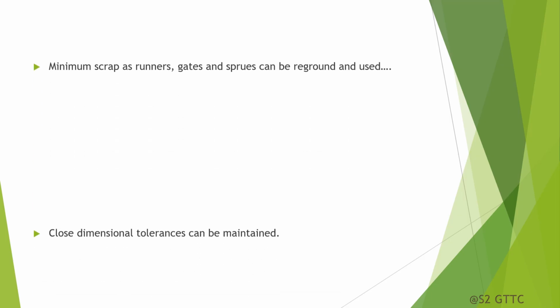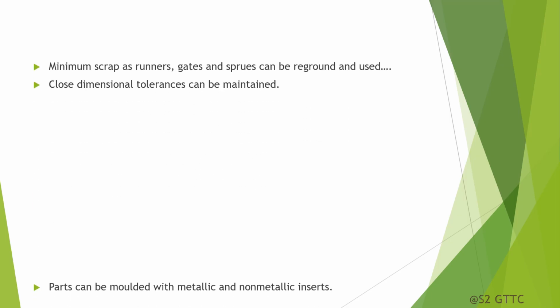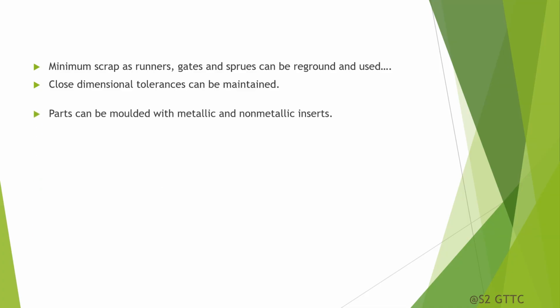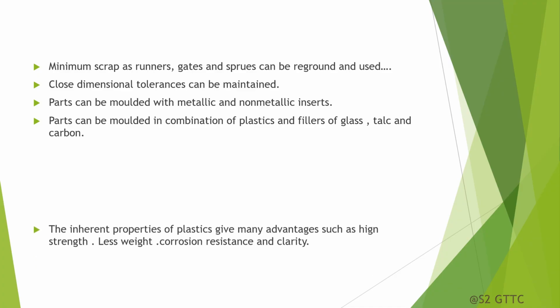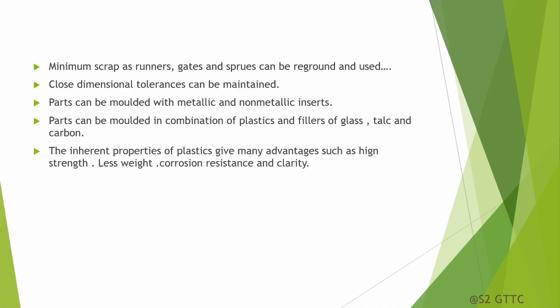Minimum scrap, as runners, gates and sprue can be reground or reused. Close dimensional tolerance can be maintained. Parts can be molded with metallic and non-metallic inserts. Parts can be molded in combination of plastic and fillers of glass, talc and carbon. The inherent properties of plastics give many advantages such as high strength, less weight, corrosion resistance and clarity.